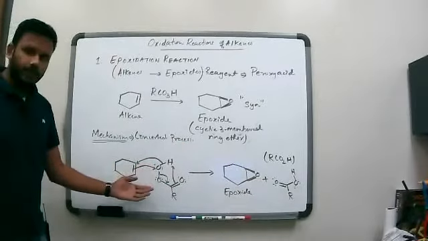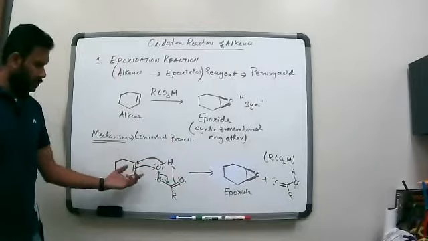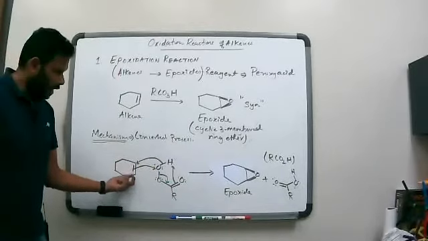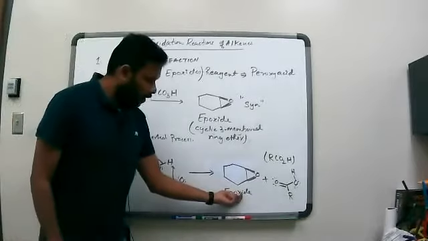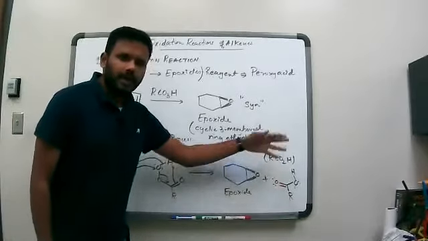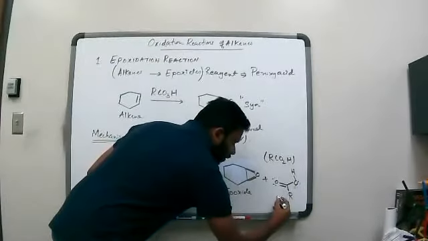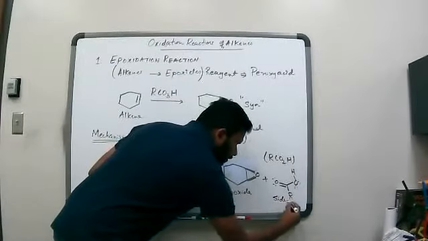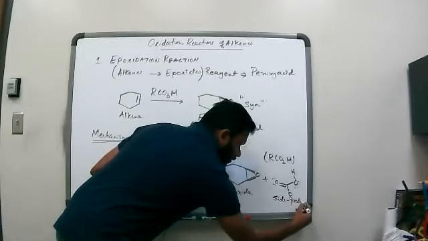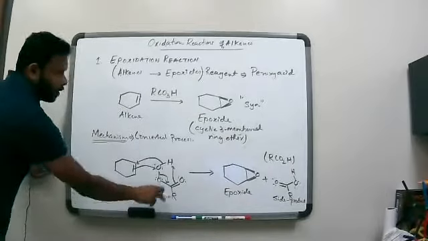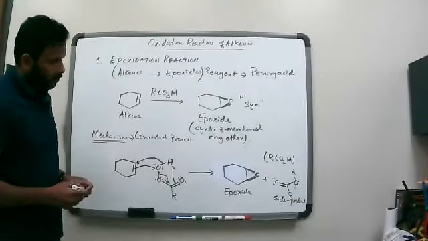So when we use the peroxy acid for epoxidizing the alkene, we get an epoxide, and we get a carboxylic acid as our side product. So this is our side product. We are interested in the epoxide. That's the product that we are going to be focusing on.